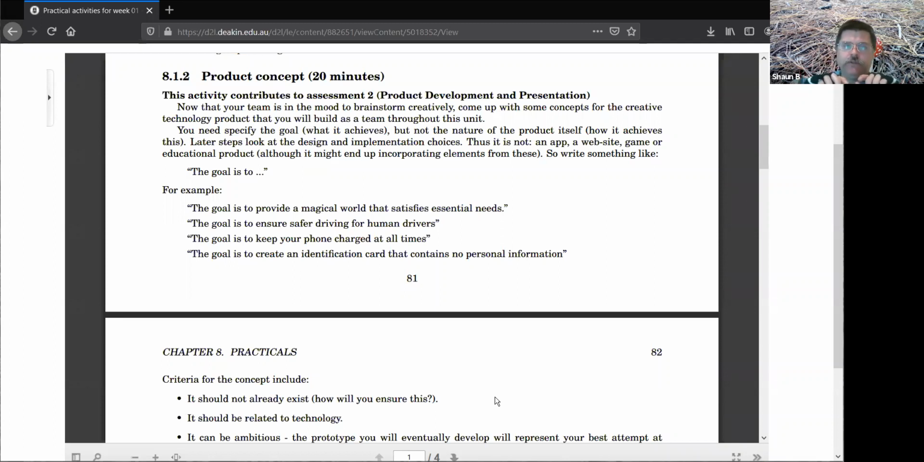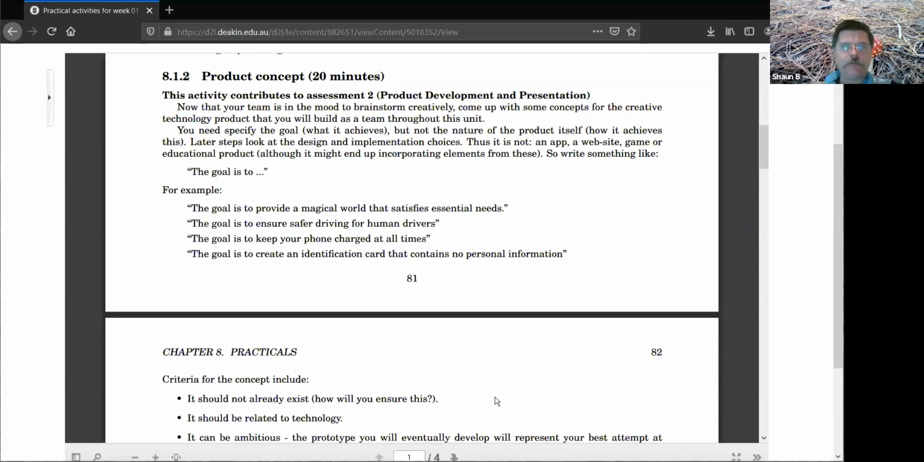We don't want to introduce any solution at this stage. That's what our design sprint is going to do. It's going to find creative solutions to problems. But what we do need to do now is to state what that problem is or what our goal is. So we're going to say things like, our goal is to, and fill in the blank there.